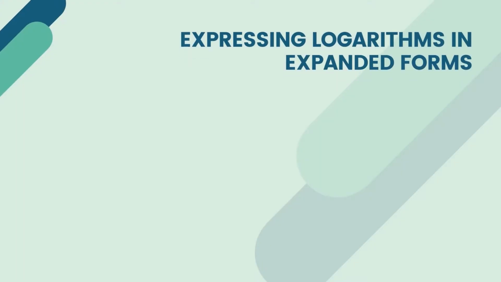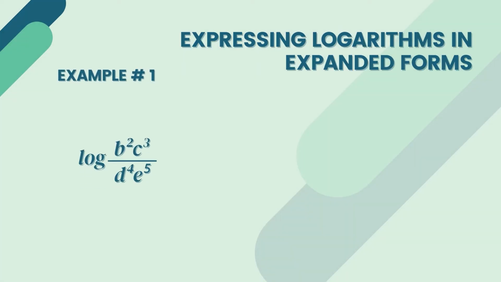So let us now proceed to expressing logarithms in expanded form. First example, we have log b squared c cubed over d raised to the power of 4 e raised to the power of 5. Since both b and c are on the top, it's going to be positive log b squared plus log c cubed.